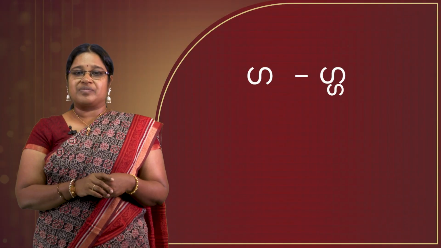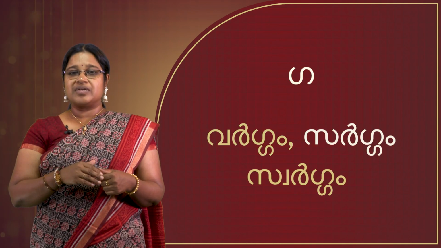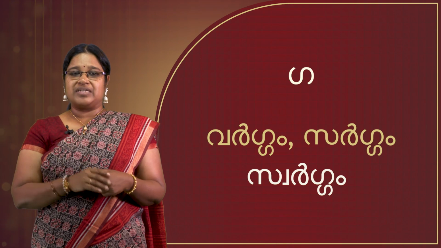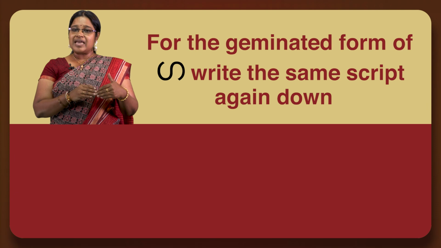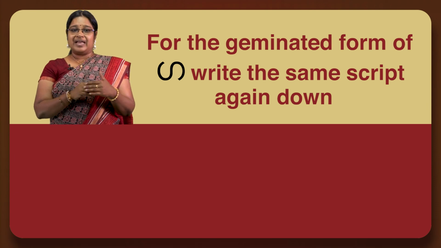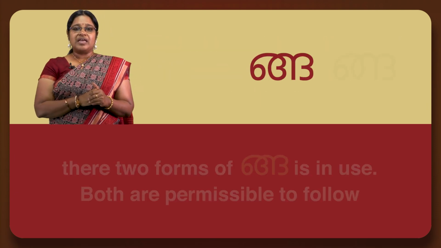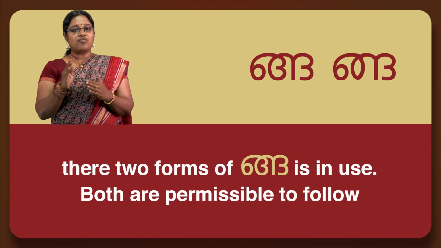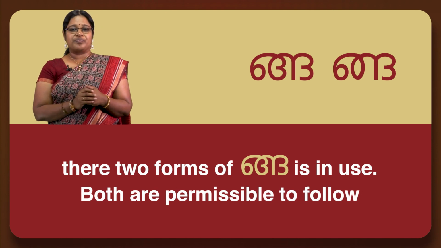Now the next letter, it is ga. This is the geminated form of ga. Example words: vargam, sargam, swargam, etc. For the geminated form of ga, write the same script down again. Next letter is nga. There are two forms of nga in use. Both are permissible to follow.